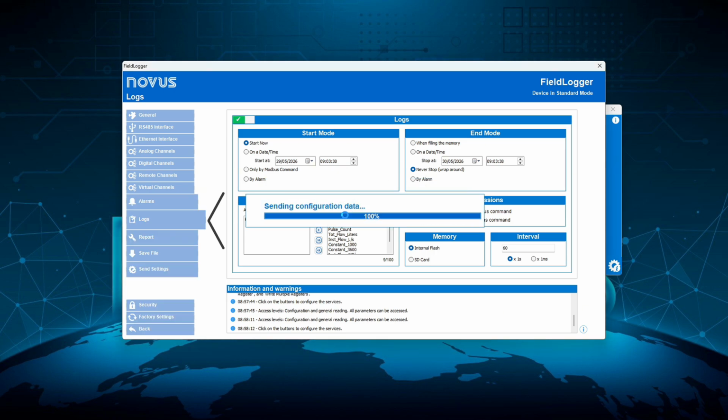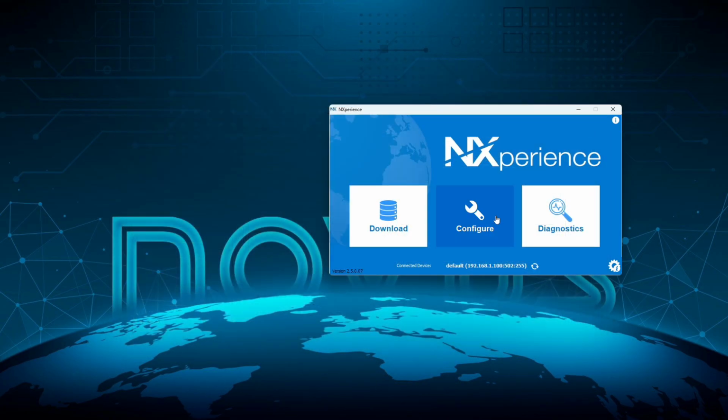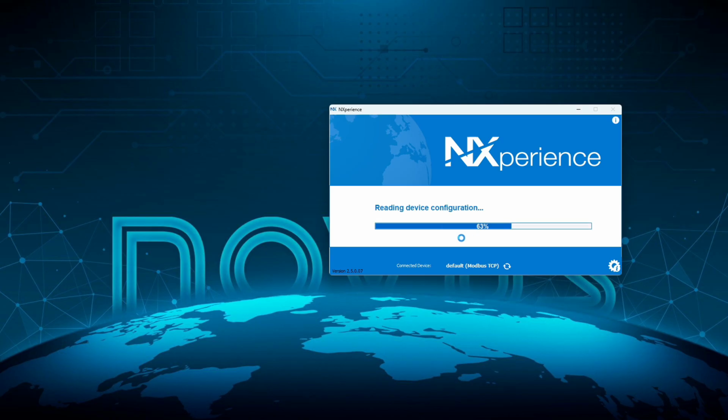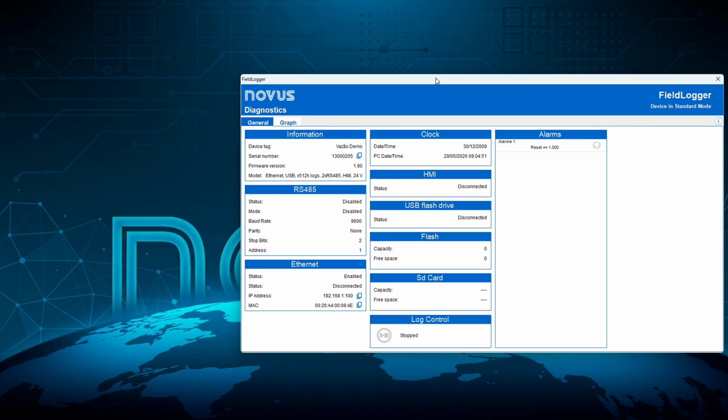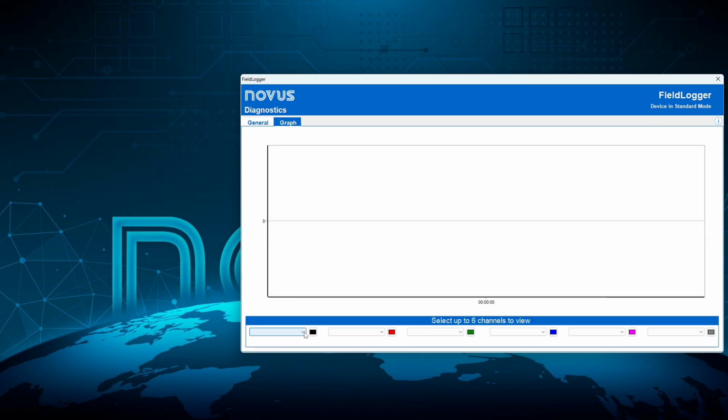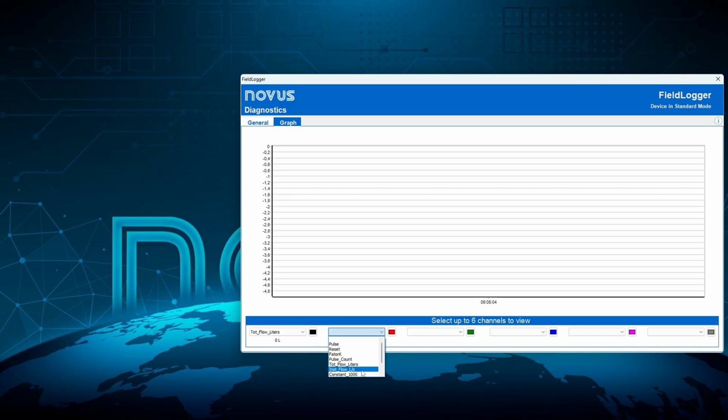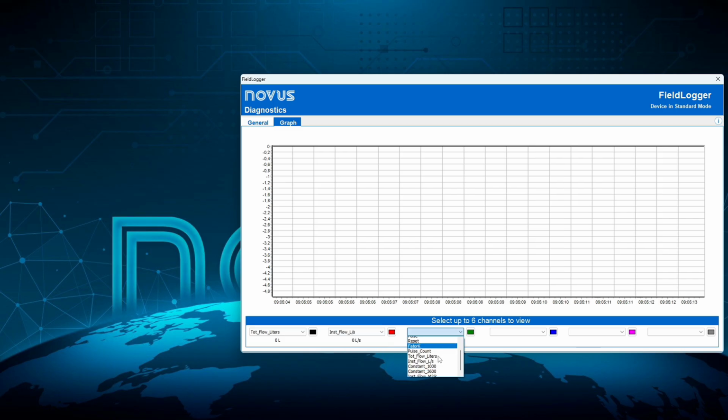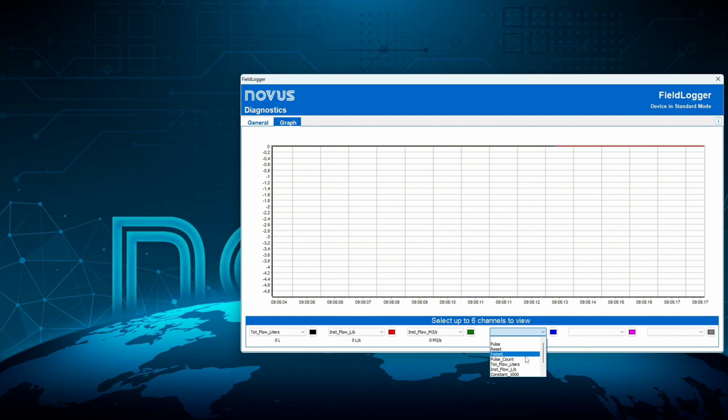To test the configuration we created, I will use a digital output from a PLC connected to the digital input of the field logger to simulate the pulses. In the field logger diagnostics, I will monitor the totalized flow in liters, the instantaneous flow in liters per second, the instantaneous flow in cubic meters per second, and the instantaneous flow in liters per hour.